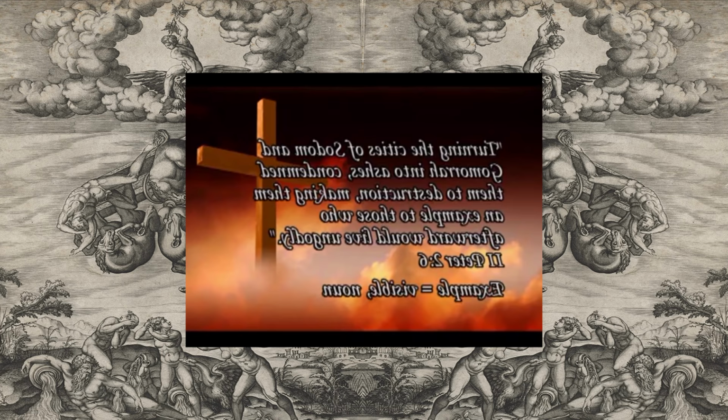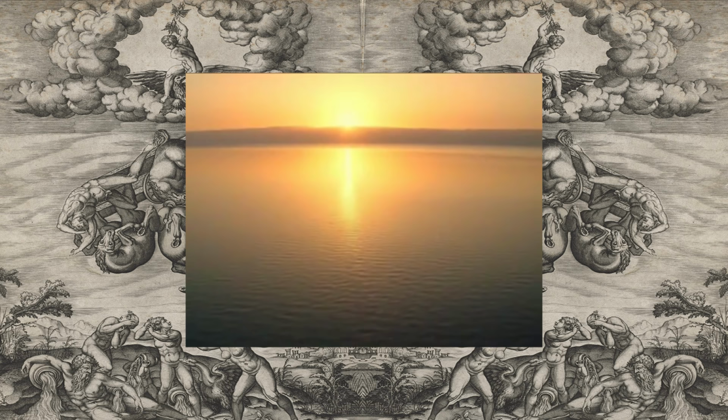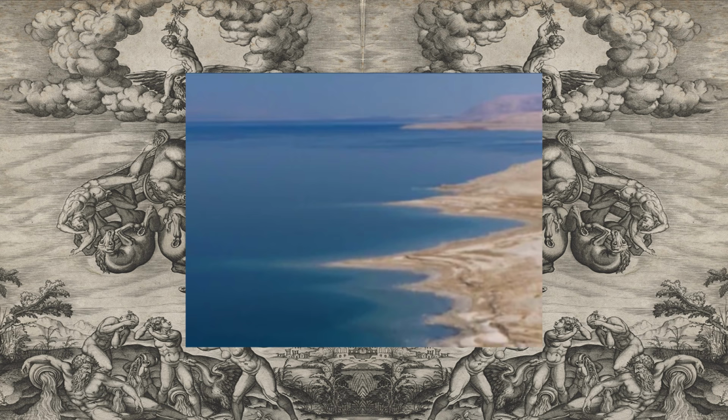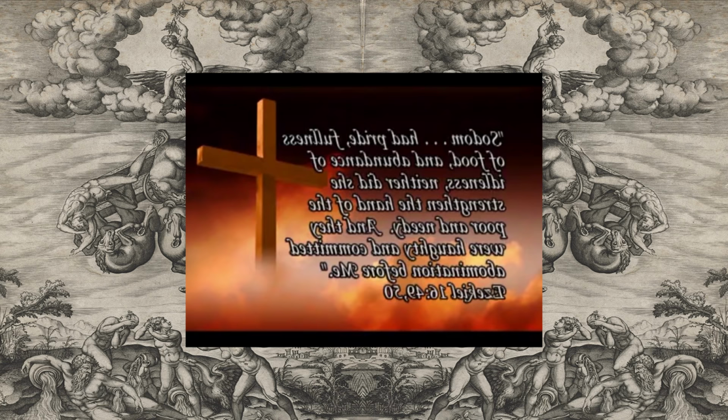The Bible tells us the cities were in the plain of Jordan, which is the area surrounding the Dead Sea, and it was once a beautiful, lush area. At 1,300 feet below sea level, this is the lowest place on earth, a very hot and desolate region that was cursed by God because of the sins of the people. Sodom had pride, fullness of food, and abundance of idleness. Neither did she strengthen the hand of the poor and needy. And they were haughty and committed abominations before me.